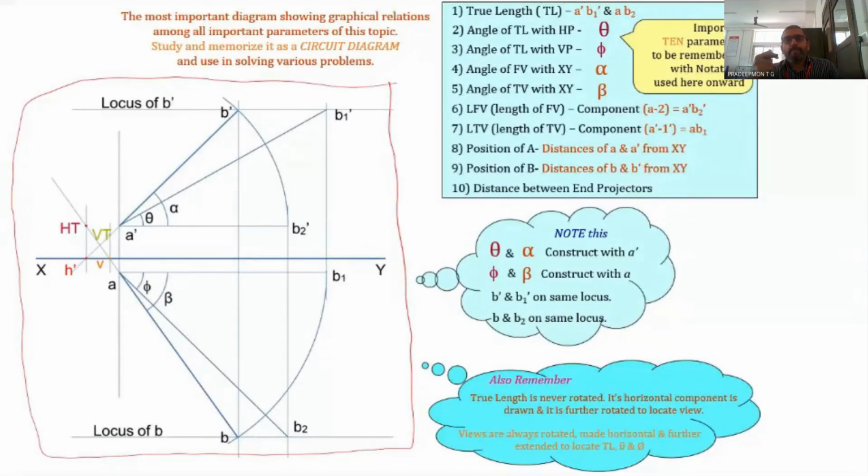That is, we are keeping theta, the inclination with the HP, constant, and then we change the inclination with the VP, so that the line will become parallel to VP. So we are rotating the line. That is why it is known as the line rotation method. So this particular figure is for the line rotation method only.